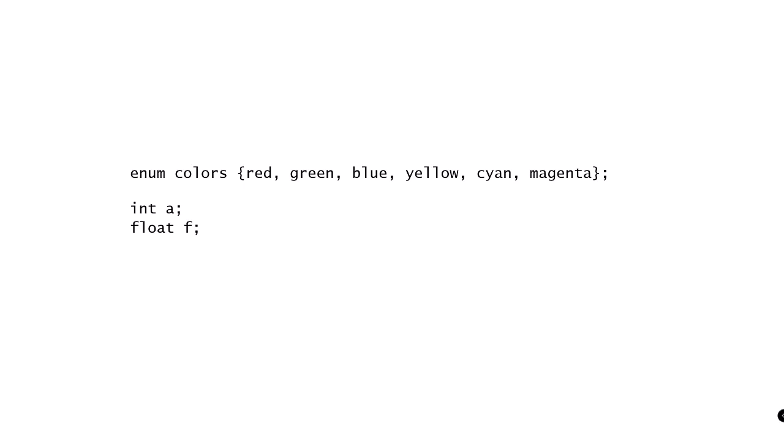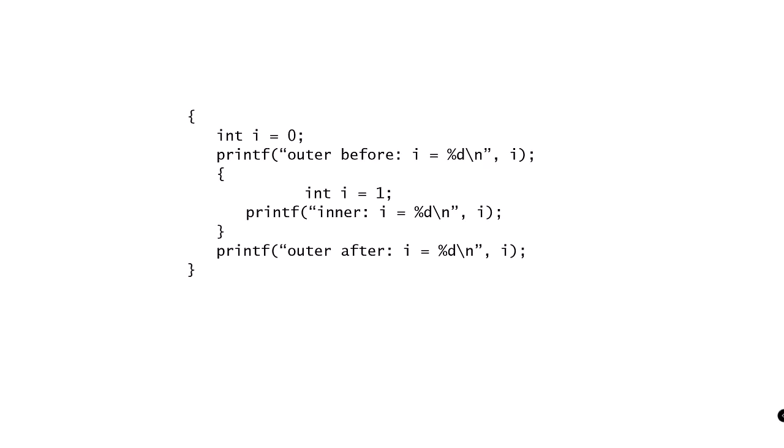Programming languages allow us to declare variables of different data types. In this case, A is of type int, and F is of type float. Scope is an important concept in programming languages. In the C programming language, scope is designated by curly brackets.